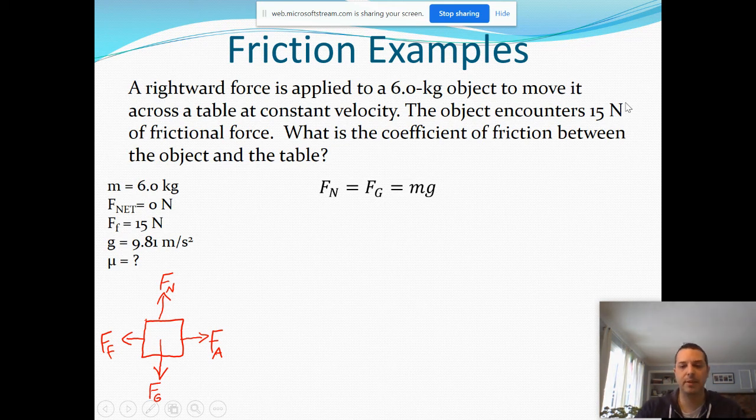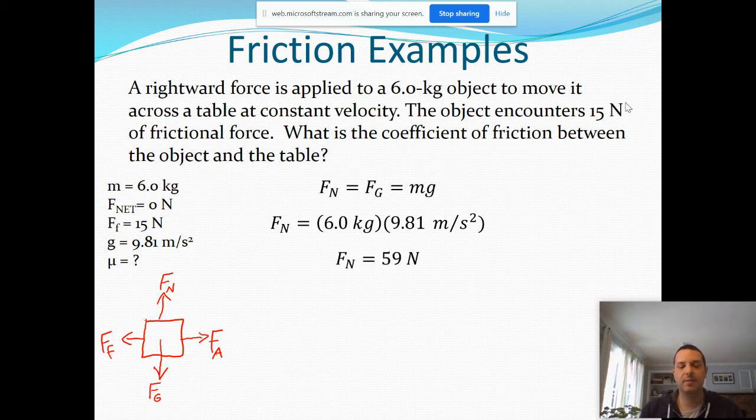So we're going to determine what the weight of the object is. And it's going to be the mass of the object, 6 kilograms, multiplied by 9.81 meters per second squared. And that's going to tell us that the normal force acting on this object is going to be 59 newtons. So that's how much weight is pushing into the table, and this is how much the table is going to be pushing onto the object.